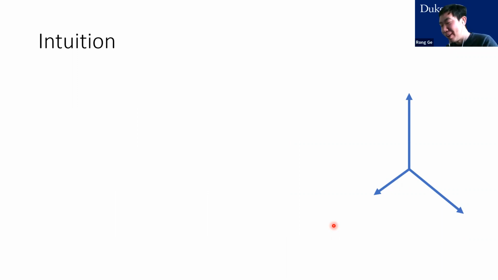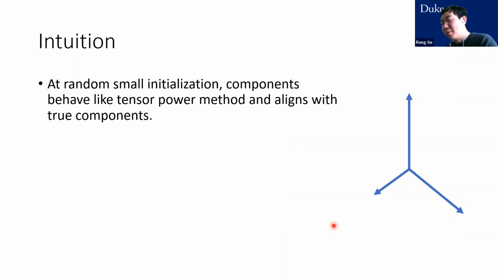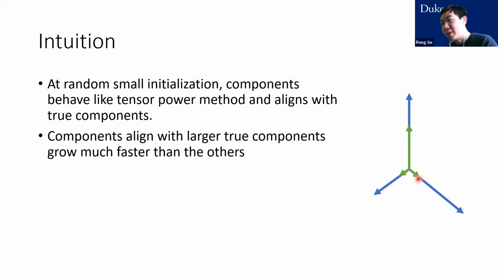So here's a very high-level intuition for our proof. If we do random small initialization, components will behave as if they were evolving by what's called a tensor power method. Tensor power method is well known before, and you can show that if you train components using tensor power method, they will eventually become aligned with some of the true components. It doesn't have to be the largest one. For tensors, they can be aligned with even the smaller components. So the green components are going to be these student components that are trained using tensor power method.